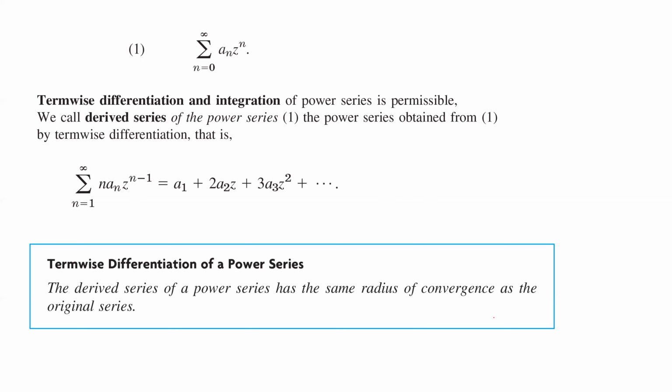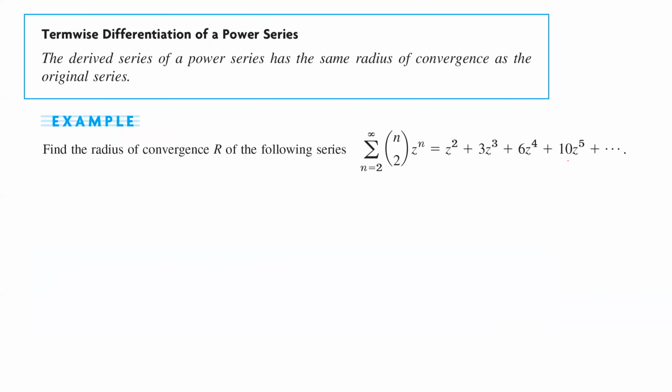And term-wise differentiation of power series gives us a series that has the same radius of convergence as the original series. So this is very important. When you do differentiation, you don't change the radius of convergence, which is very interesting. And this is an example that utilizes this property.